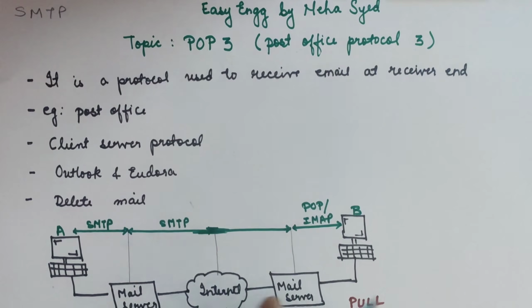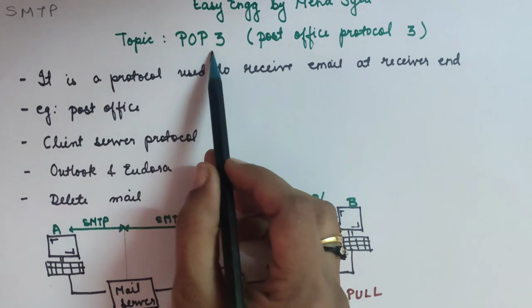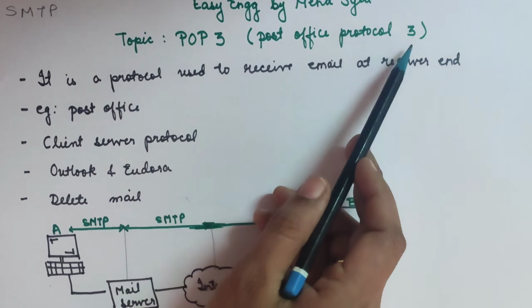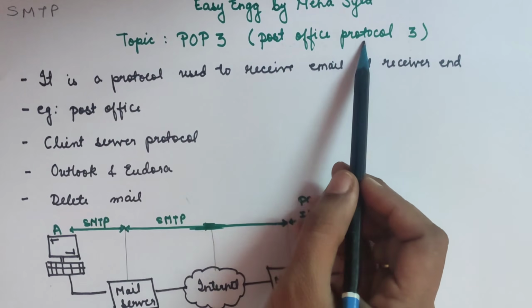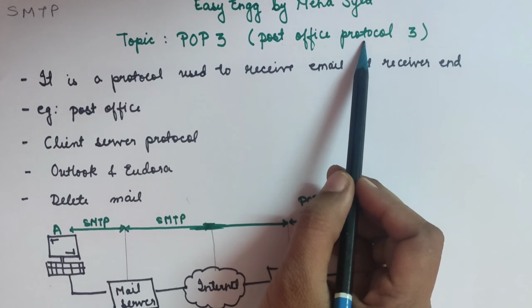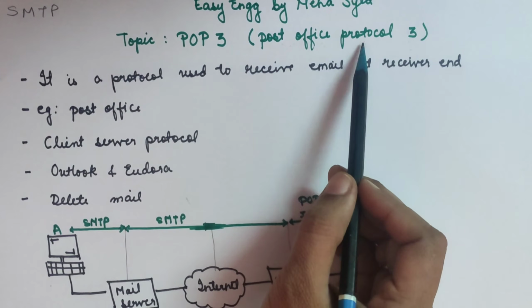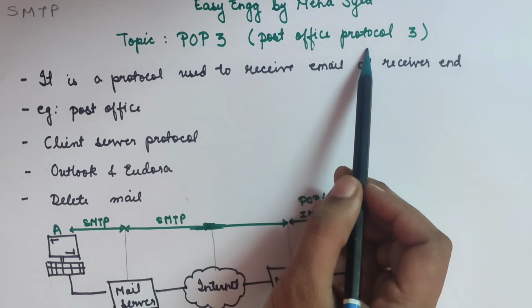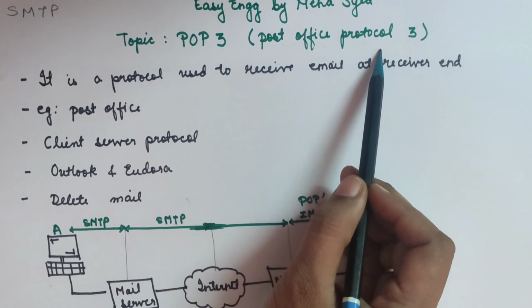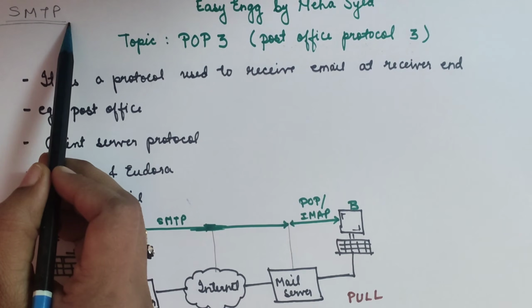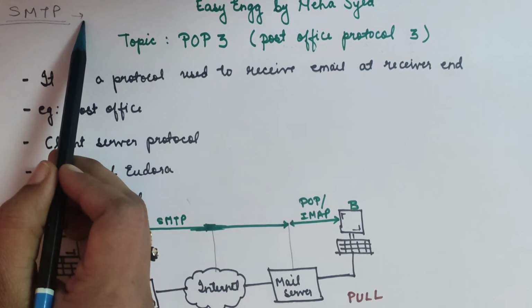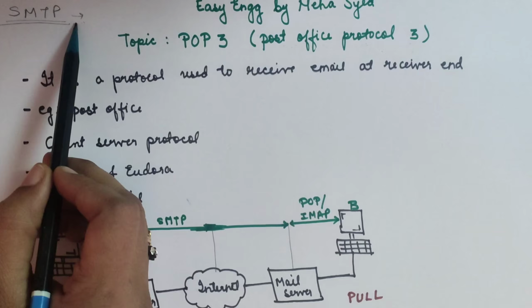In today's video, I am going to explain what is POP3, that is Post Office Protocol version 3. I have already explained what is Post Office Protocol in the previous video, so I would like to request you to watch the video of Post Office Protocol for better understanding of this version 3. Apart from that, I have already uploaded the video on SMTP also, as it is also used for sending the email. So I would like to request you to watch this video also.